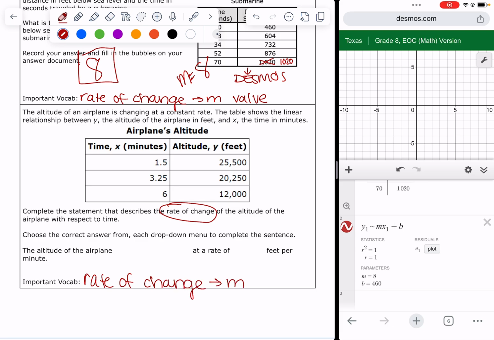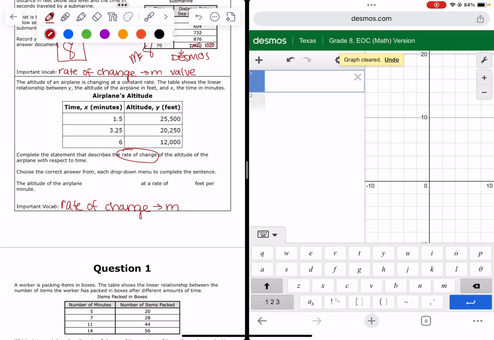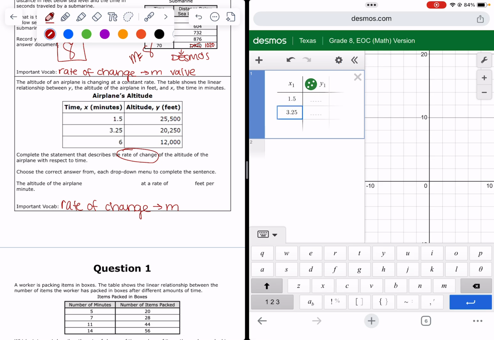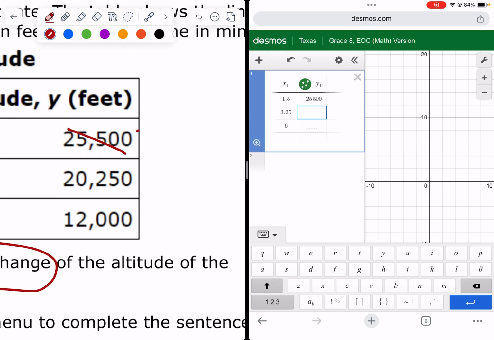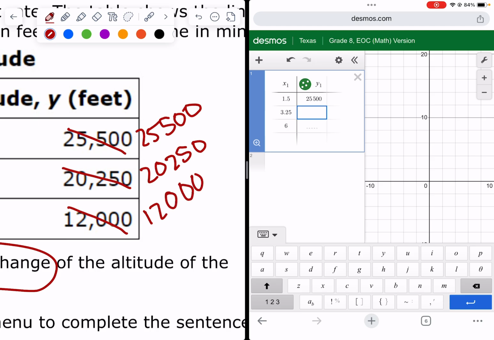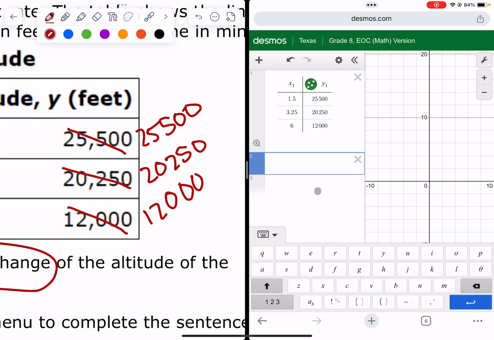Now, I'm going to try to find m again. So I'm going to clear out my table, delete all. I'm going to do plus table 1.5, 3.25, 6. Now, when it comes to a point, you definitely do point to point. Now, these 25,500, we're skipping the comma. So no comma here. 25500, 20250, 12000. Now we're going to type in the equation we're going to want to use.